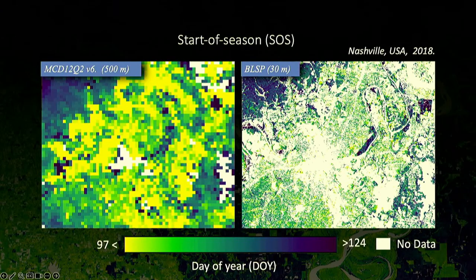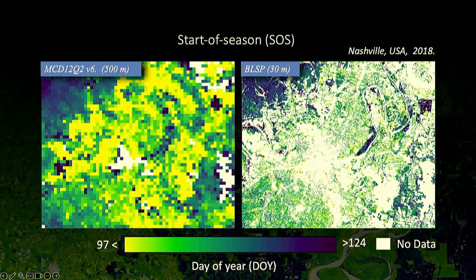The last map I want to show is the comparison between MODIS and BLSP. This is Nashville, in 2018. This map is interesting because first you will see the benefit of going higher resolution. If I don't tell you this is a city, I guess no one can tell this is a city, right? The other thing is you will see more yellow colors in this map compared to this map. We think that's a scaling effect.